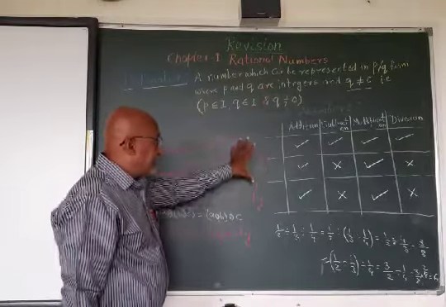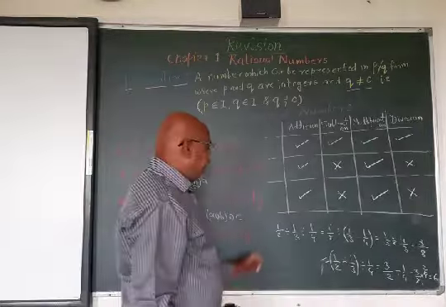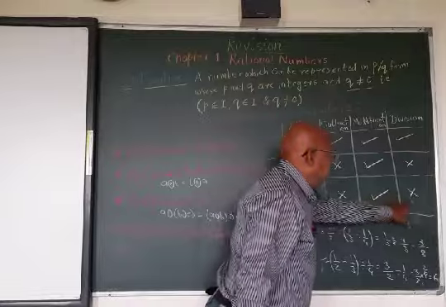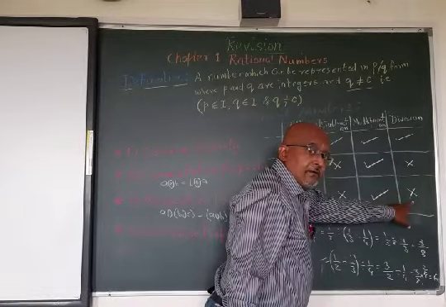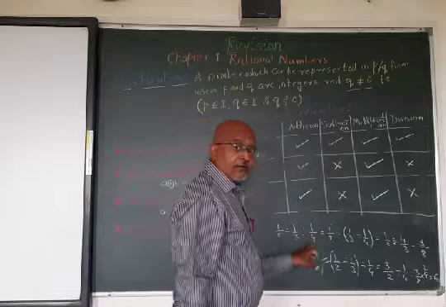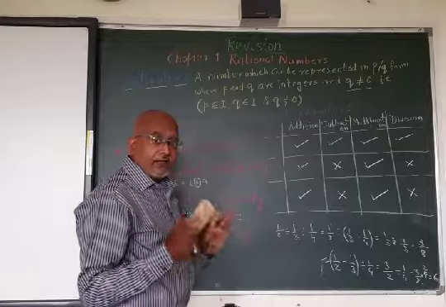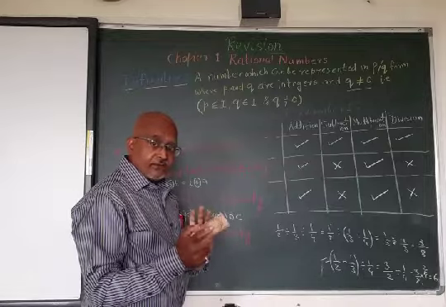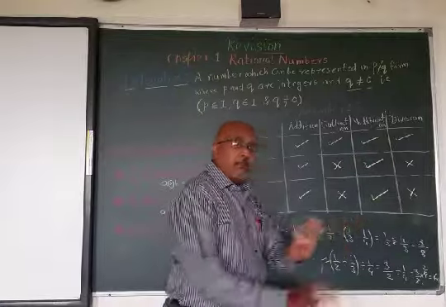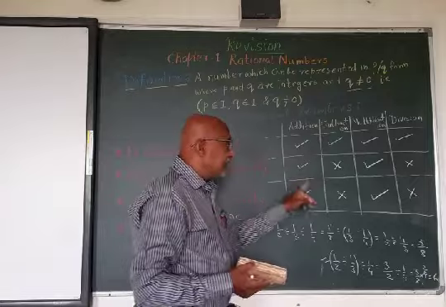So these are the 3 properties what we are doing. We cannot change the sequence in subtraction and division, but we can change the sequence in addition and multiplication only. While in addition and multiplication we can change the sequence, in subtraction and division we cannot. So remember this is very important.